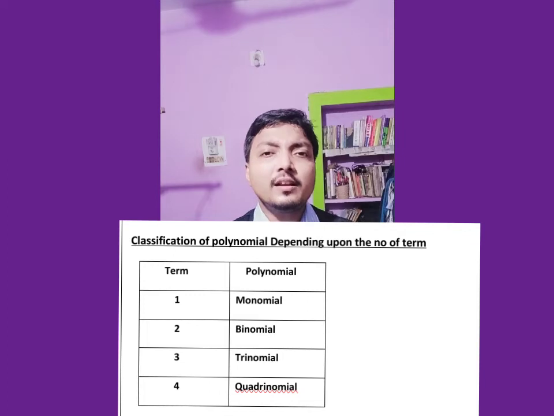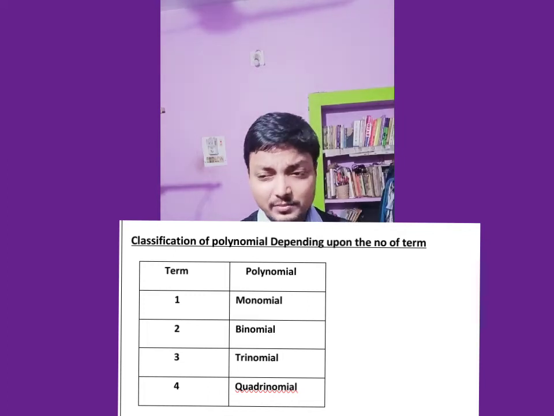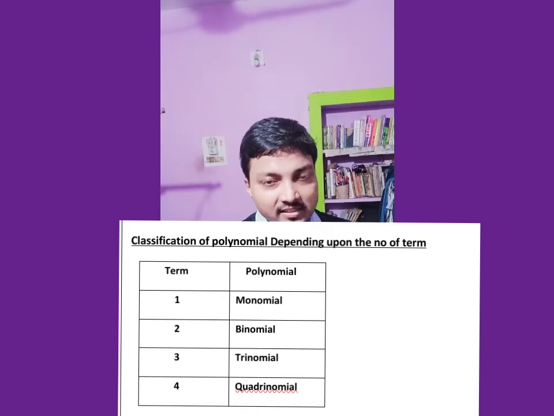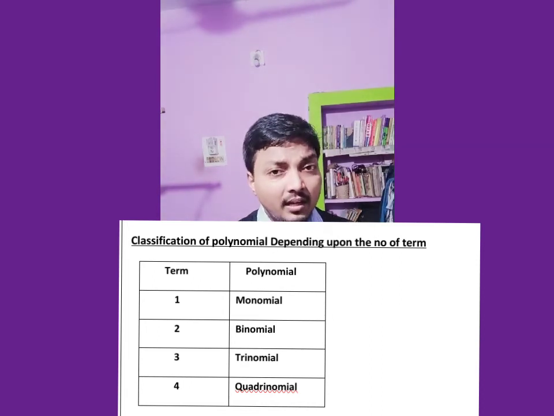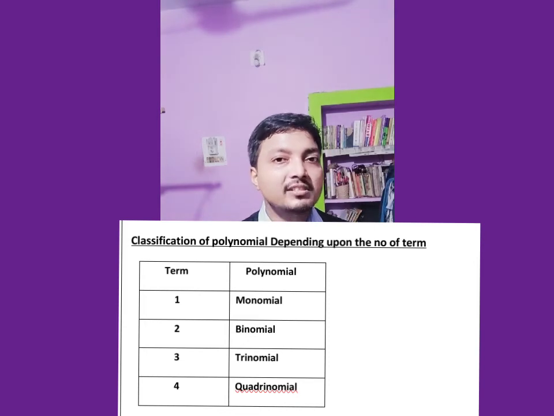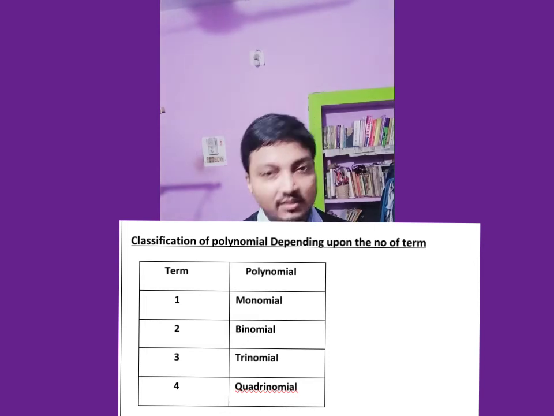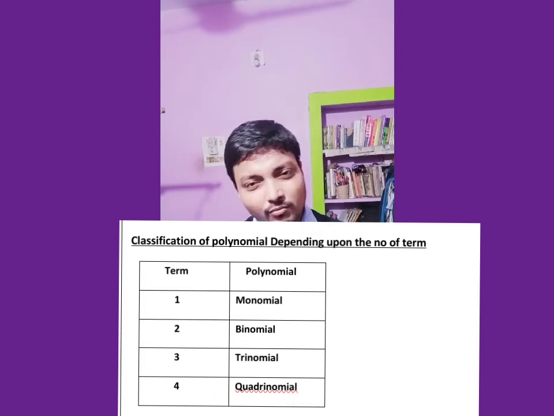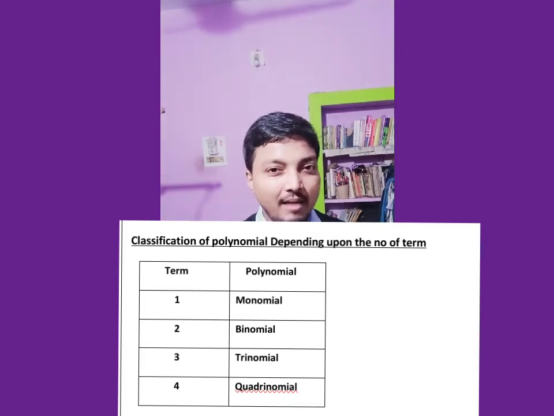Remember, if the algebraic expression, otherwise the polynomial, has a single term, it is called a monomial. If it has two terms, it is called a binomial. If it has three terms, it is called a trinomial. If it has four terms, it is called a quadrinomial. Clear? Beyond 4, there is no shortcut name; you have to say polynomial having 5 terms, polynomial having 10 terms, just like this. Ready?